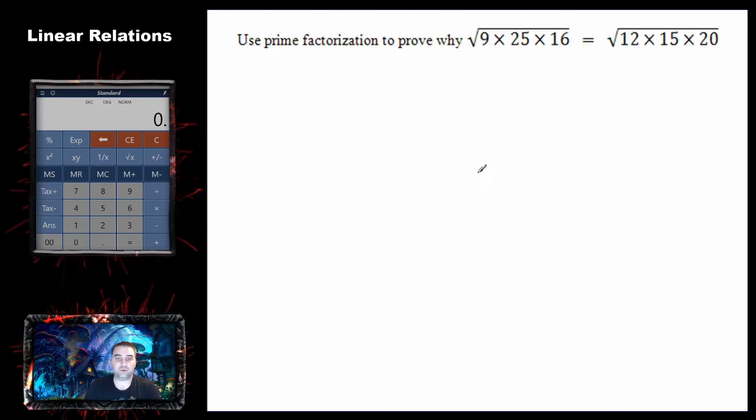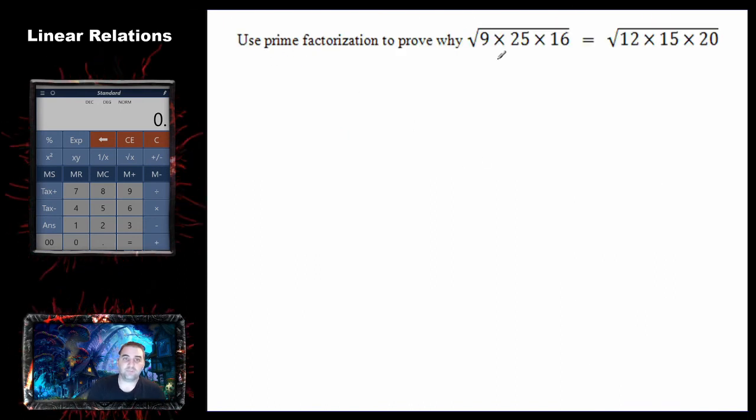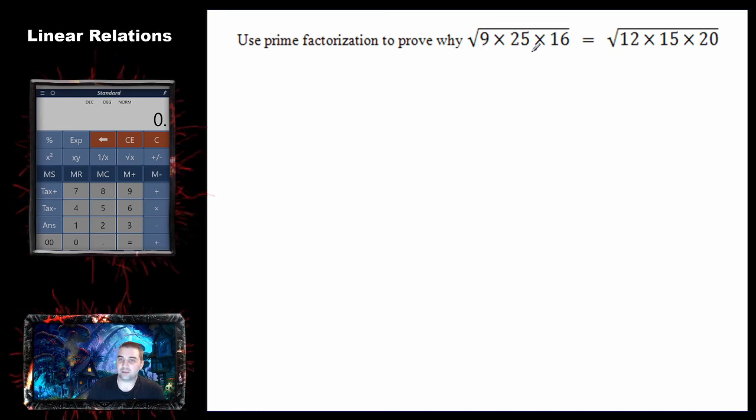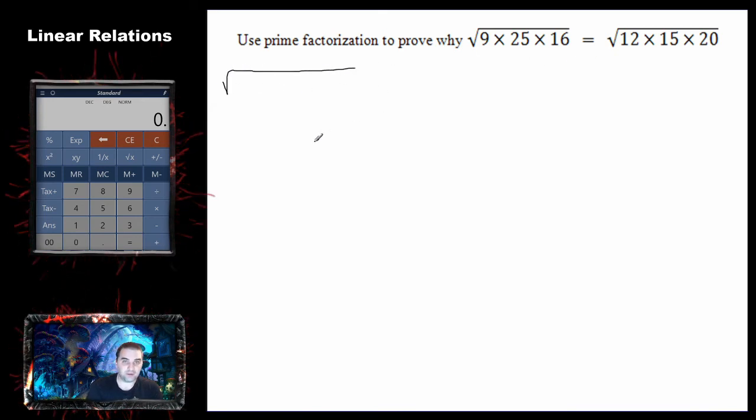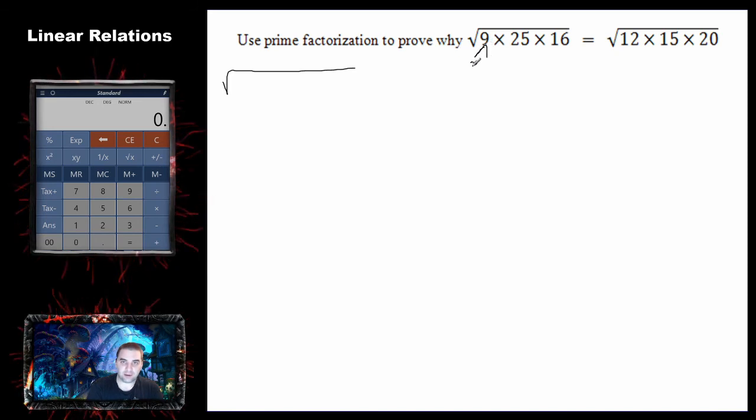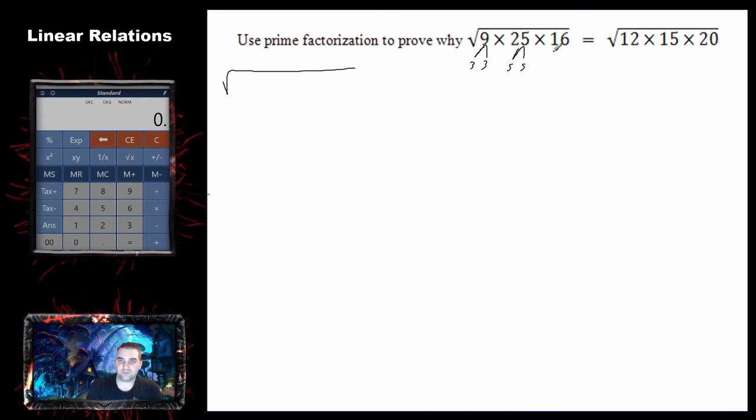Last thing that we do here is we are using prime factorization to prove why 9 times 25 times 16 is equal to the other thing. And there's a couple different ways we can do it. The simplest way is probably just to break them down to show that the components are the same. Because if the components are the same, then they are the same. So I look at this 9. I'm going to break down 9 into its pieces, which is 3 times 3. I'm going to break down the 25 into its pieces, which is 5 times 5.